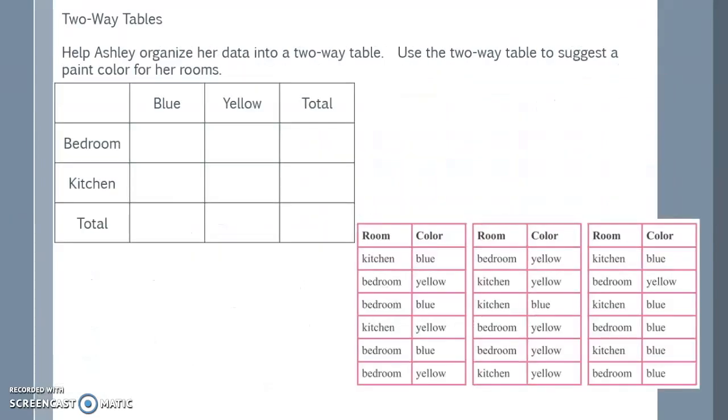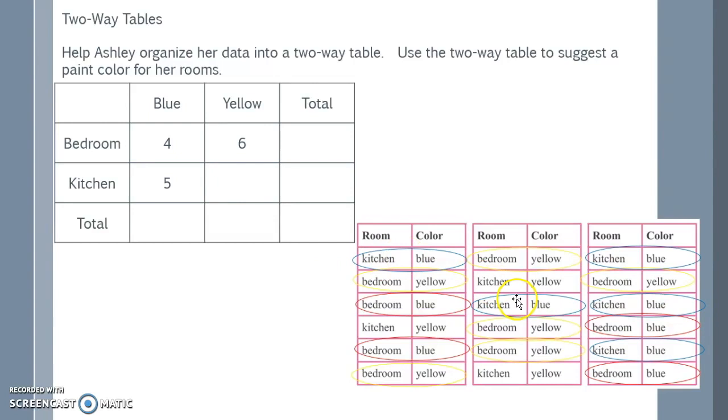Let's help Ashley organize her data into a two-way table. Use the two-way table to suggest a paint color for her room. Our options are blue and yellow, and our room choices are the bedroom and the kitchen. I first want to tackle how many are blue and bedroom. So I can see that there are 1, 2, 3, 4 options which choose bedroom and blue. When I look at the bedroom and yellow options, I see that there are 6 choices.